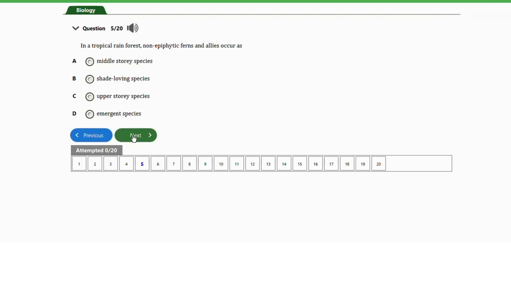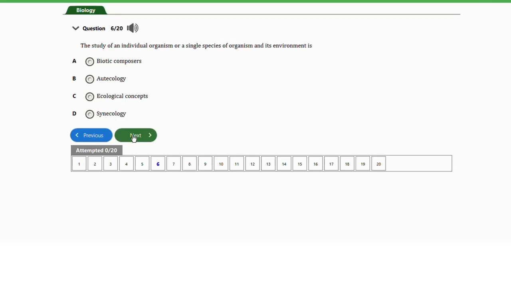So guys, the correct answer to this question is option B. They are adapted to grow in low light conditions, so they actually grow under the canopy of the forest. So guys, let's look at the next question, and that's question number 6.